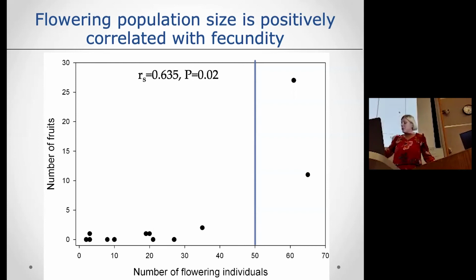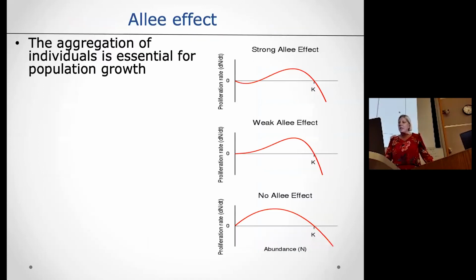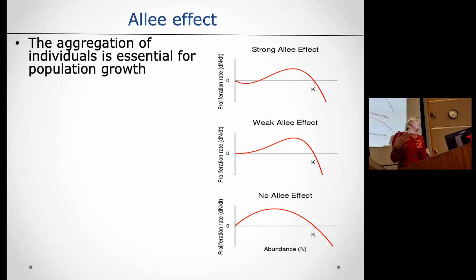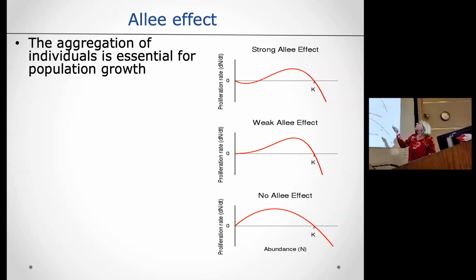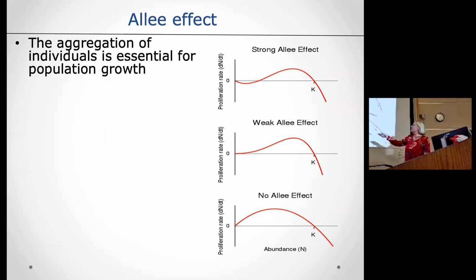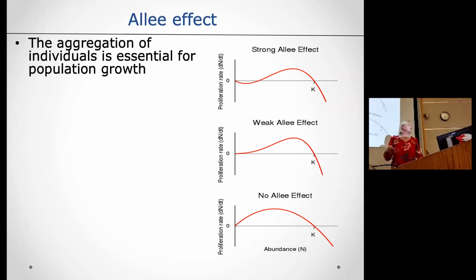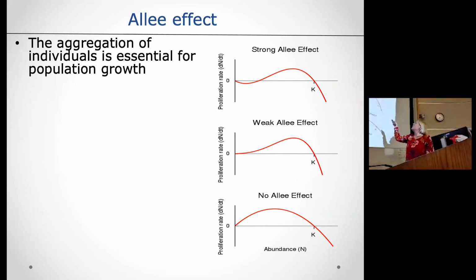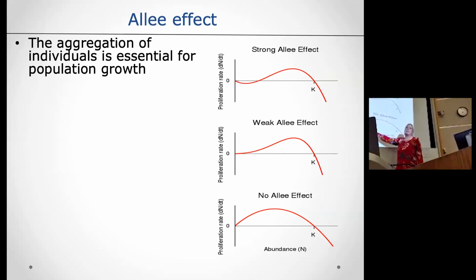And so this pattern that we see here, where you see a threshold effect, is actually kind of a characteristic of something called an Allee effect. And this is an effect where the aggregation of individuals is essential for population growth. So you can see here, this is kind of what it looks like. This is the population size along the x-axis, and this is the population growth rate. And in a species with a strong Allee effect, what you'll see is that in small populations, you'll actually get a negative population growth rate until you reach a specific size, in which case you get an increase in population growth rate. And this is in contrast to a species with no Allee effect.